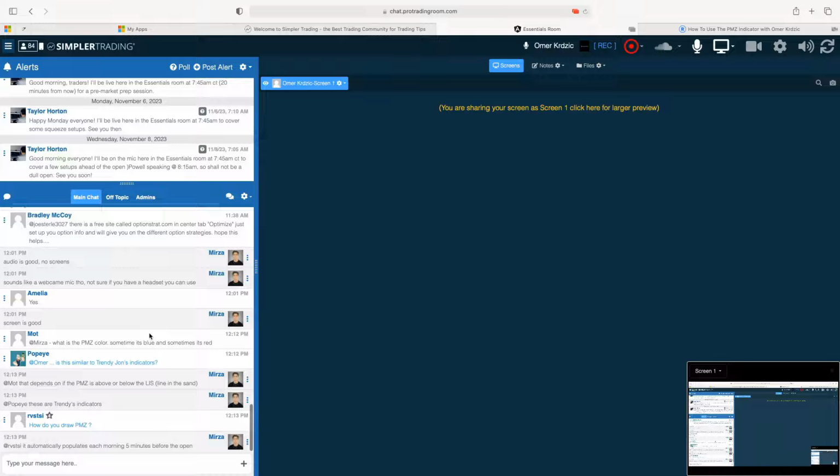How do you draw PMZ? So the beautiful thing about the PMZ is it populates by itself, right? There's no need for you to come in early to draw your own supply and demand zones. The PMZ actually does that for you, which is why I love it, right? Like I don't have to use my intuition to figure out, hey, is this an important zone? Is this an important level? I don't really have to second guess those things. The PMZ actually does it for me, and it puts me in really good positions to stay on the right side of the market.